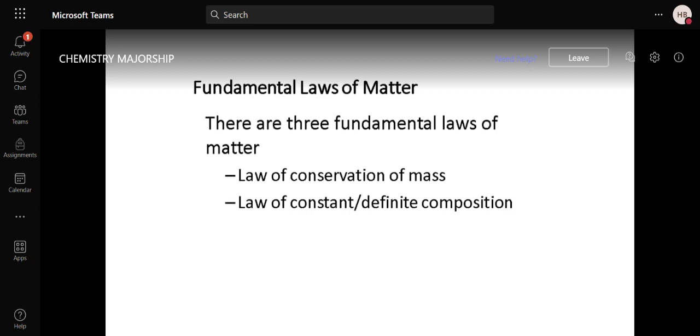So how do we apply the law of constant or definite composition? If, for example, you find a colorless liquid, but you don't know if that's water, and you try to test it, and you find out that the composition or the chemical formula is H2O, then definitely you know that that is water. There can never be any other compound that can be found to have the same formula as that specific compound.